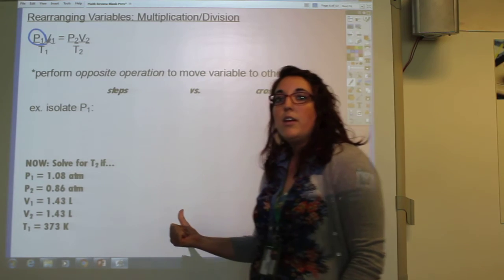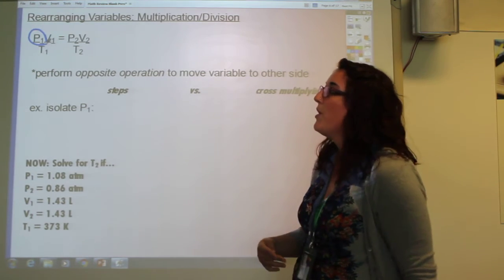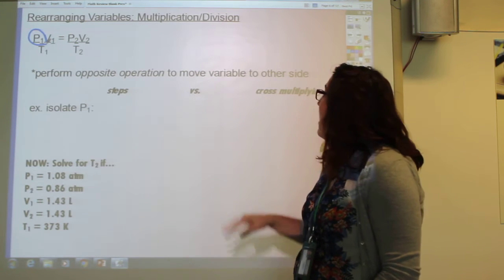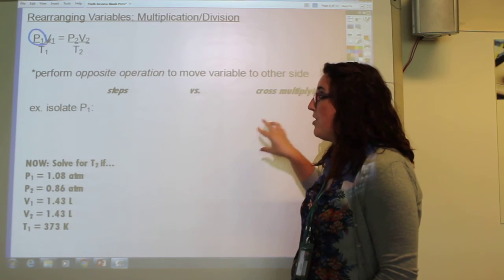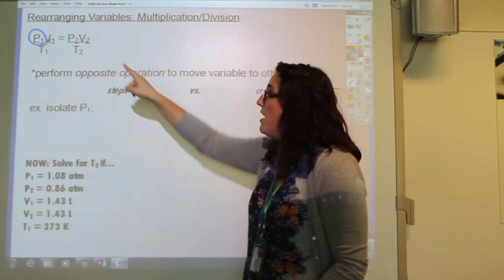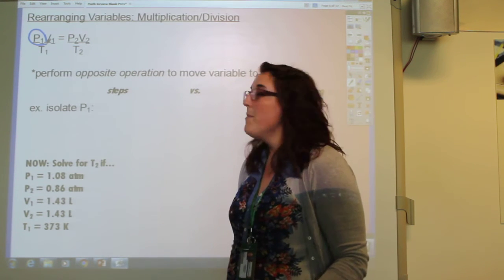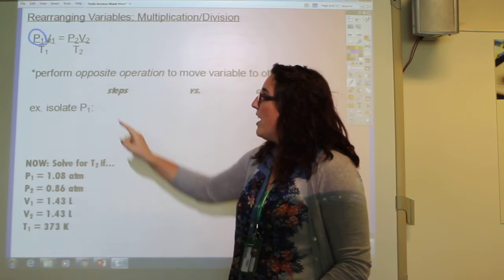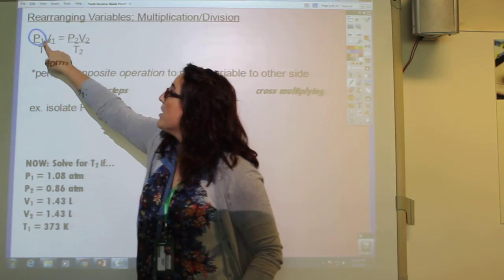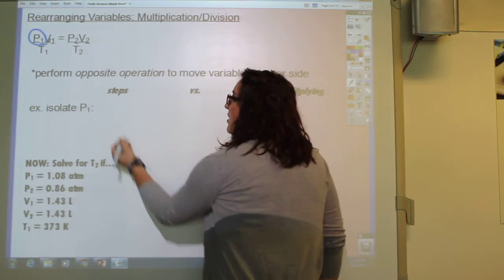Now we're going to look in a minute, because a lot of you might be wondering, well, what about cross multiplication? We can do that as well. So we'll do that as a second strategy you can use for this type of problem. But first, let's look at the steps. If I want to get P1 by itself, I'm going to start by trying to get T1 away from P1 to be on this side, because I want P1 by itself. So I'll start with T1.